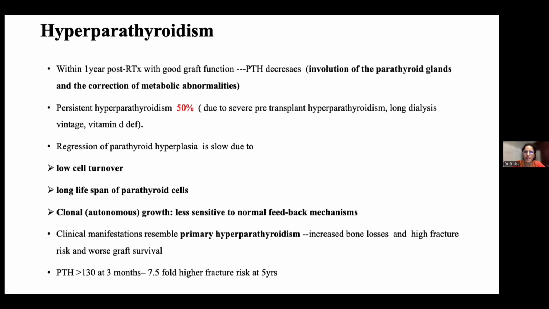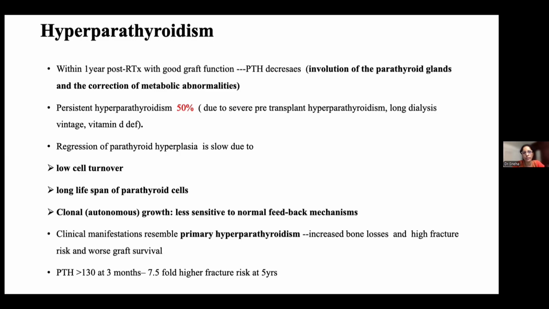Persistent hyperparathyroidism post-transplant: even though PTH decreases with good graft function within 1 year post-transplant because of the involution of the parathyroid glands and the correction of metabolic abnormalities, up to 50% of patients can have persistent hyperparathyroidism. This occurs in patients with severe pre-transplant hyperparathyroidism and a longer dialysis vintage. Also, the regression of the parathyroid hyperplasia that developed pre-transplant is slow due to low cell turnover and the long lifespan of the parathyroid cells, and the clonal growth of the gland is less sensitive to the normal feedback mechanism, even post-transplant.